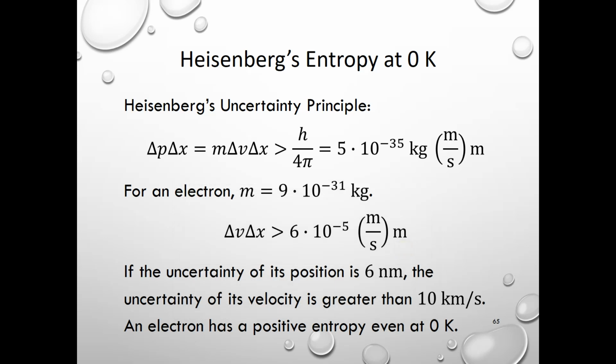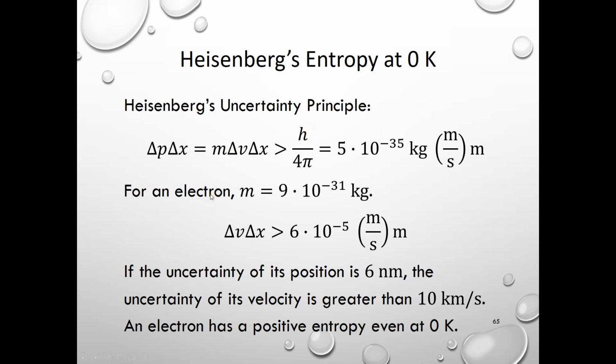In this video, I'll talk about Heisenberg's uncertainty entropy at 0K. Heisenberg's uncertainty principle states that delta P times delta X is always greater than h over 4 pi. Delta P is the uncertainty of momentum. Delta X is the uncertainty of position. H is the Planck constant.